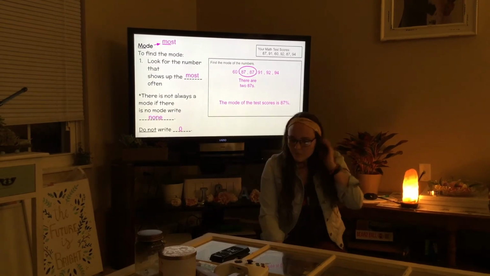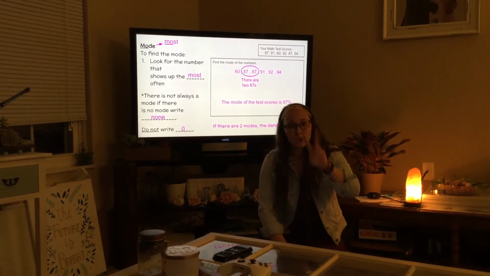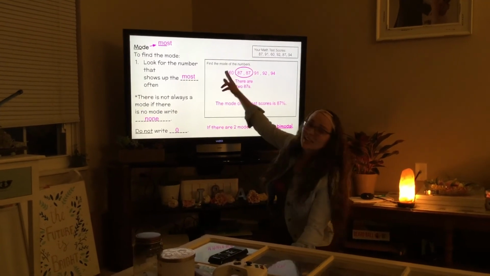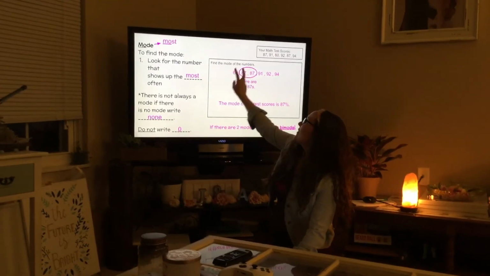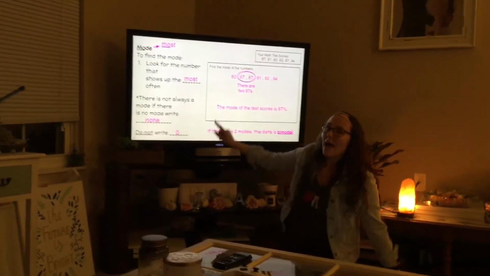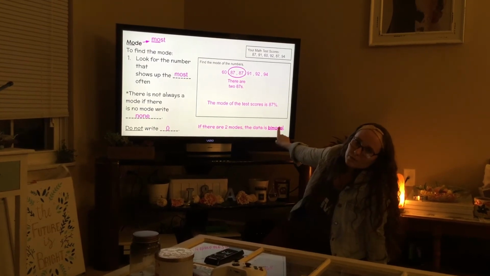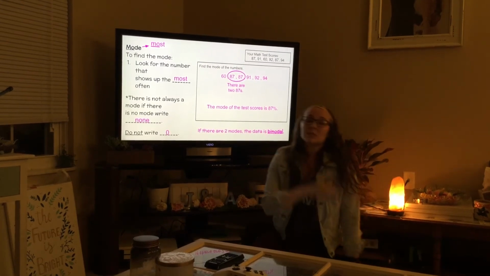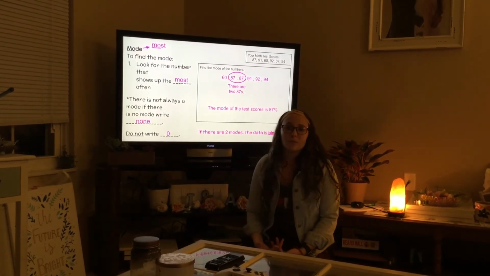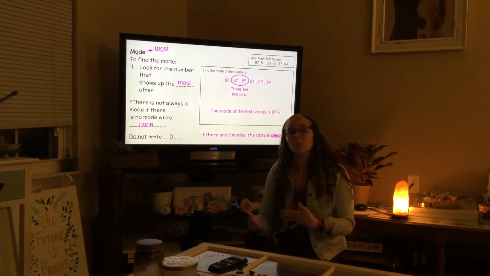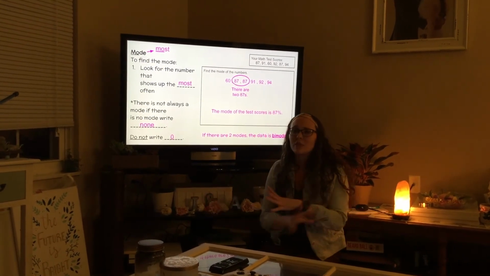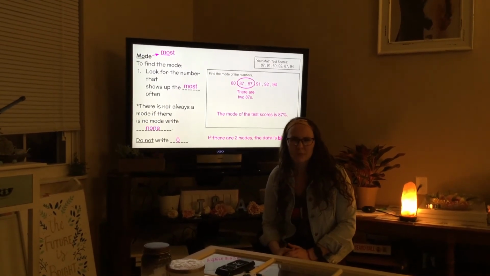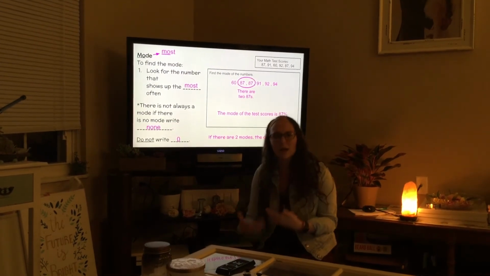The other thing is that there could be 2 modes, there could be 3 modes, there could be multiple modes, right? If I had another 60 here, 60 and 87 would have both occurred 2 times, and that would be what we call bimodal, okay? So the prefix bi means 2, so bimodal. So if there was 3 modes, we would call it trimodal, okay? So there can be multiple modes, but if they all occur the same amount, then we would say that there is no mode. Do you see the difference there between no mode and then bimodal or trimodal?